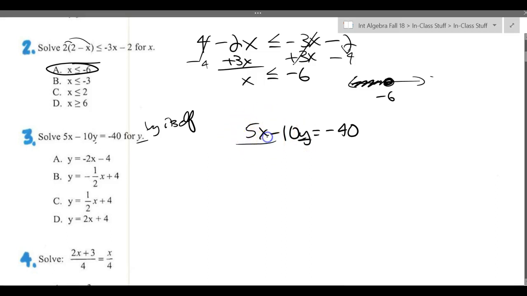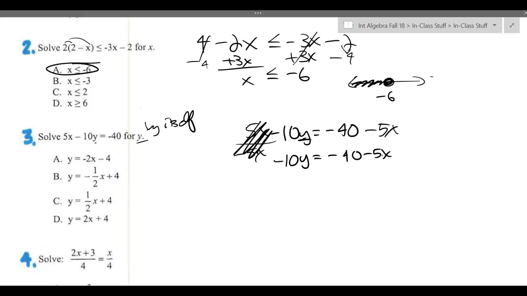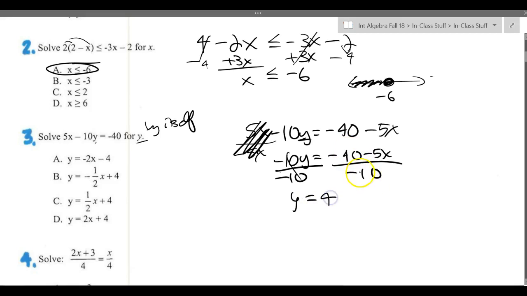Like what's the opposite of 5x? Well, that would be minus 5x. So I've just gotten rid of that. Negative 10y equals negative 40 minus 5x. Now, ask yourself, is the y by itself? No, it's not. It has a negative 10 there. So what's the opposite? All right, so what's the opposite of times negative 10? Divide by negative 10. Be careful, you've got to divide everything by negative 10, though. So we get y equals negative 40 divided by negative 10 is 4. Negative 5x divided by negative 10 would be plus 1/2 x. Does that look like any of our answers over here? Yeah.